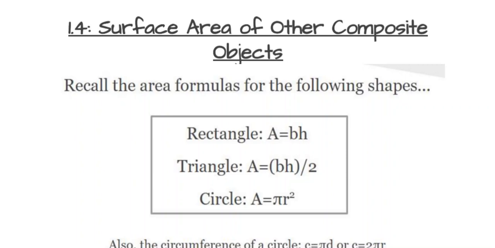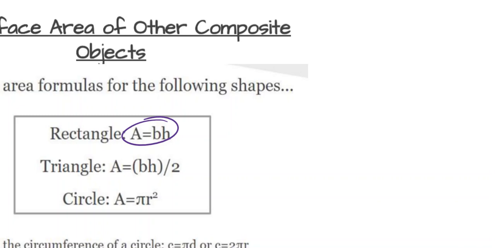Okay, 1.4, surface area of other composite objects. So before we were dealing with rectangles mostly, right? That would be something like a rectangle, where the area is base times height. So maybe that was like 3 times 4, right? So the area of that would be 12.